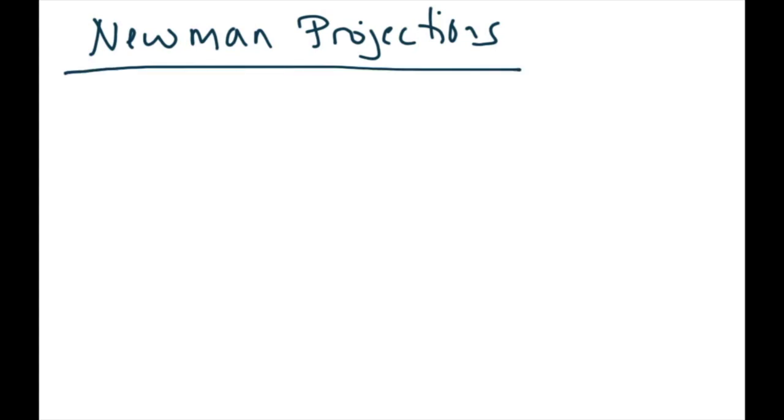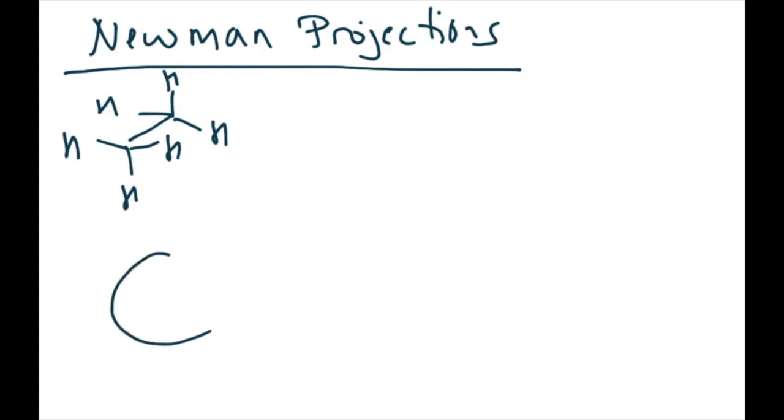All right, so we left off on doing Newman projections, the easiest Newman projection possible, which was ethane, right? And here's ethane in the sawhorse conformation. And we have two possible conformations. We have the staggered conformation.